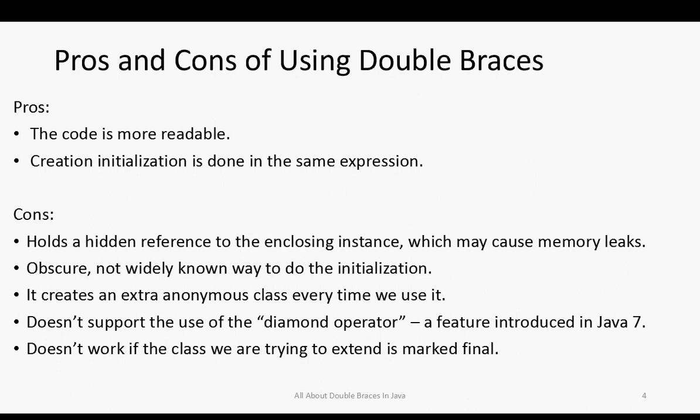Going to the next con, it doesn't support the use of the diamond operator, a feature that was introduced in Java 7, as we have seen in the previous example. And finally, it doesn't work if the class we are trying to extend is marked as final. As we talked about ArrayList, since it is not final, the earlier code is going to work. What if we try to do the same on the String class, which is a final class? It will straight away give us a compile time error.